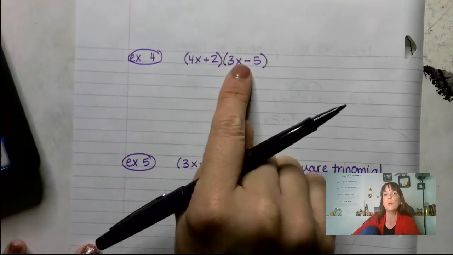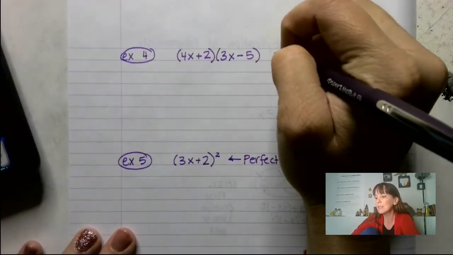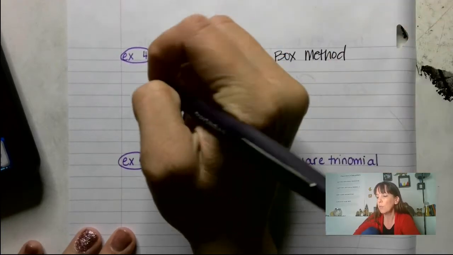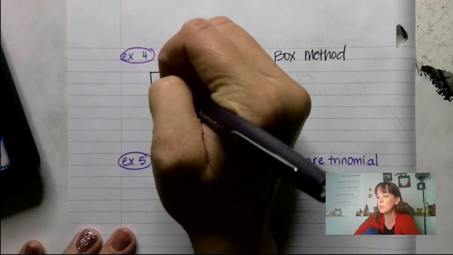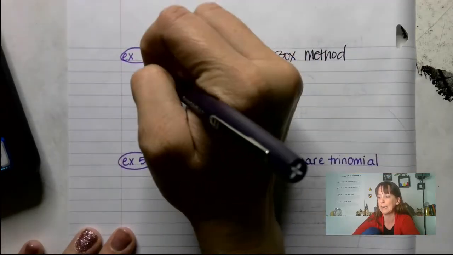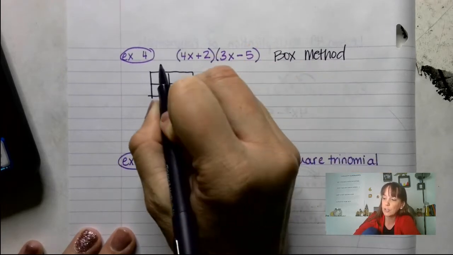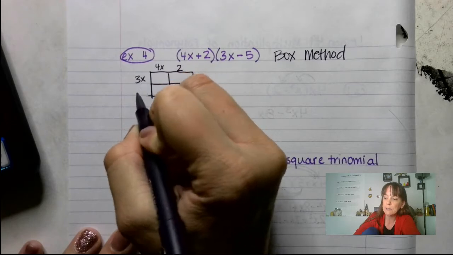Now, this is a 2 by 2, so we're going to do a binomial by binomial. This is called the box method. What this is, we're going to do a 2 by 2 box, and you'll need to leave some space up above because you're going to be writing. We're going to take this guy and either put it on the top or on the side. It doesn't matter. You just got to keep them together. So 4x and 2, and then 3x minus 5.